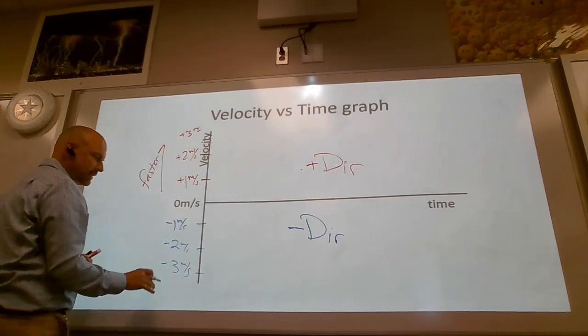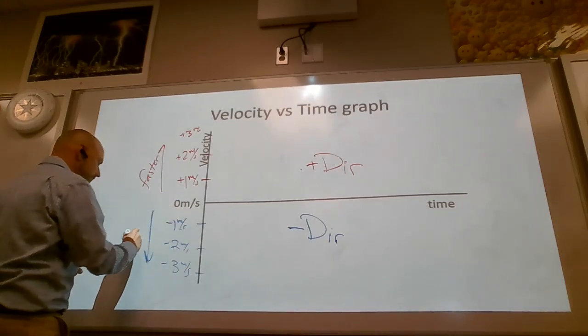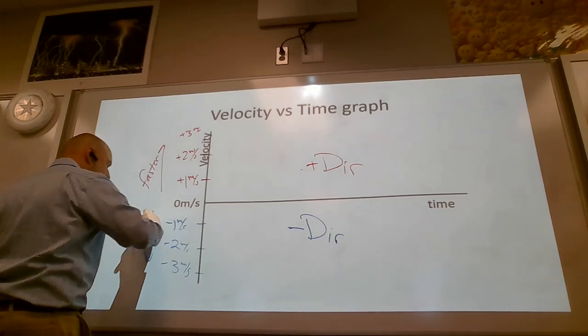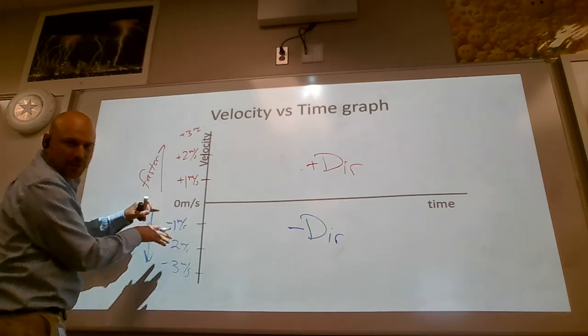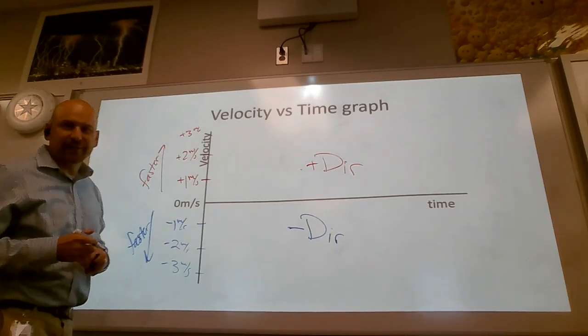As you go away from the x-axis, you get faster. So going this way and that way, you get faster.